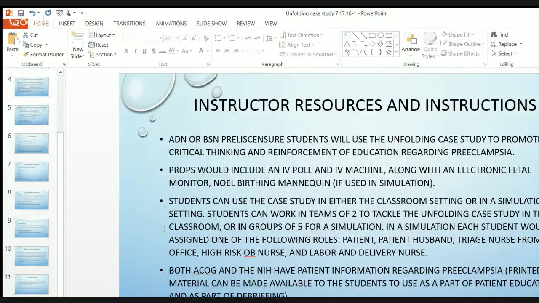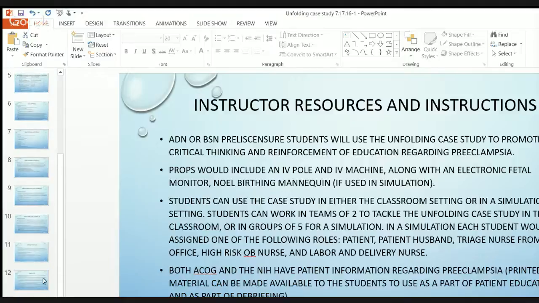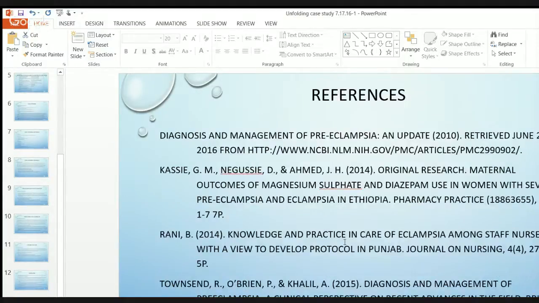For additional resources, both ACOG and the National Institute of Health have patient information regarding preeclampsia. And if we look at it, the printed material can be made available to the students to use as a part of education to Gigi and her husband, as well as a part of the debriefing. And these are my references here.